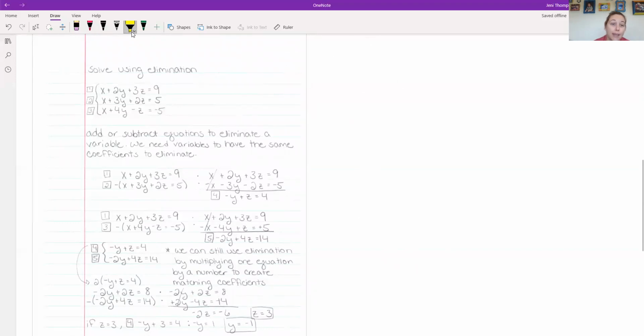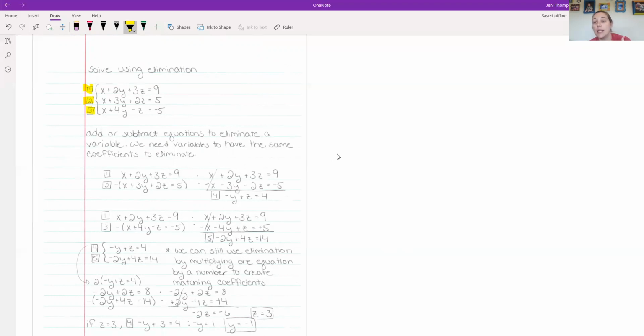This, I think, is kind of an easier way to do it. So I've put equation 1, 2, and 3 here to label these guys. So again, we have a system of 3 equations. We've got an x, a y, and a z that we need to solve for.